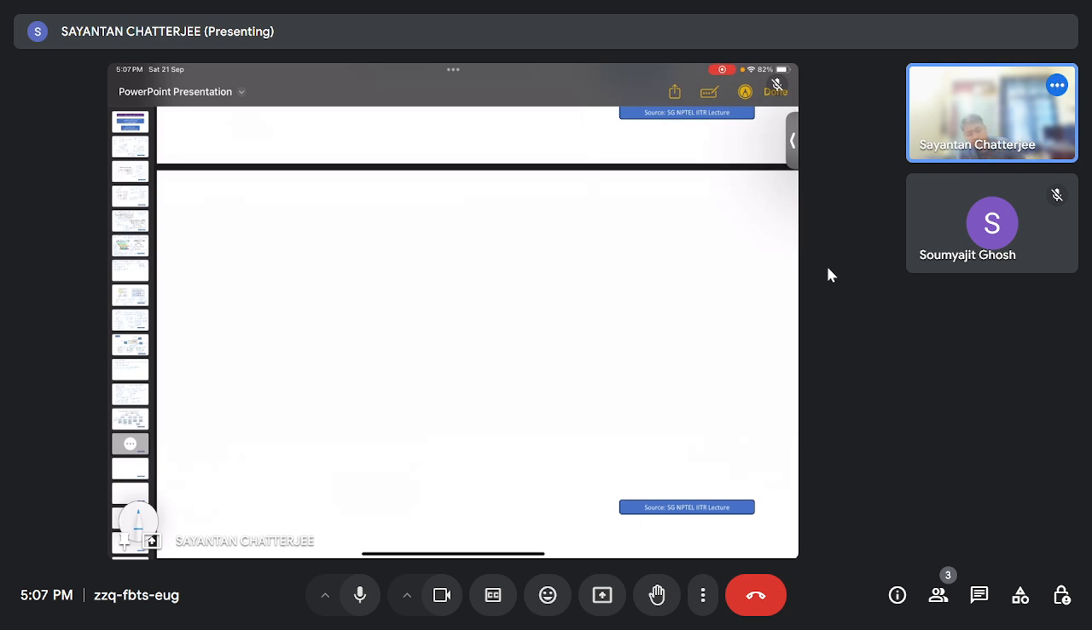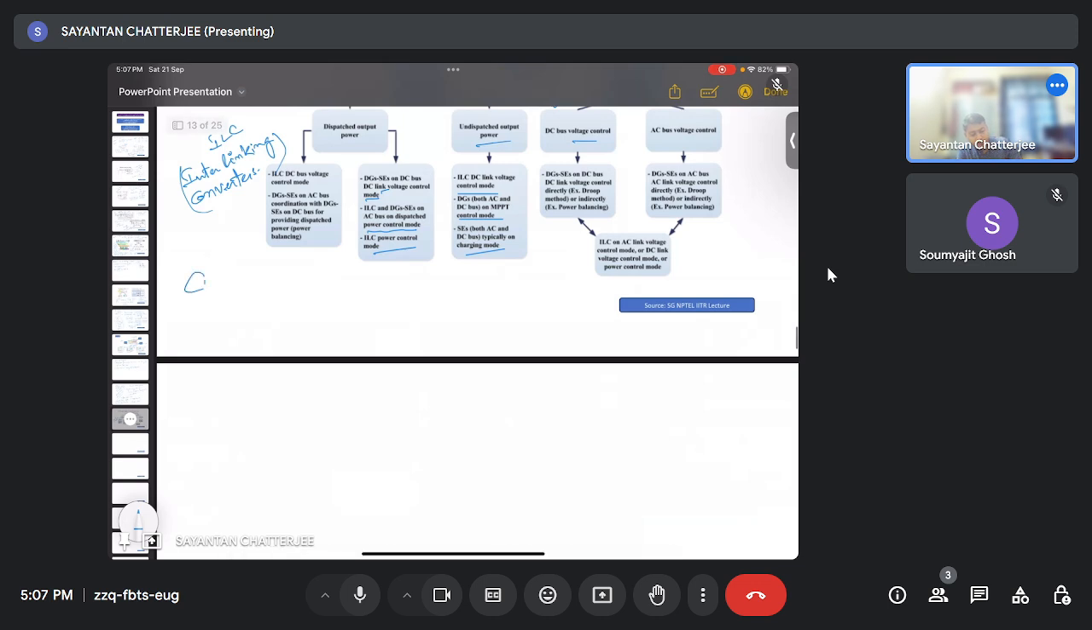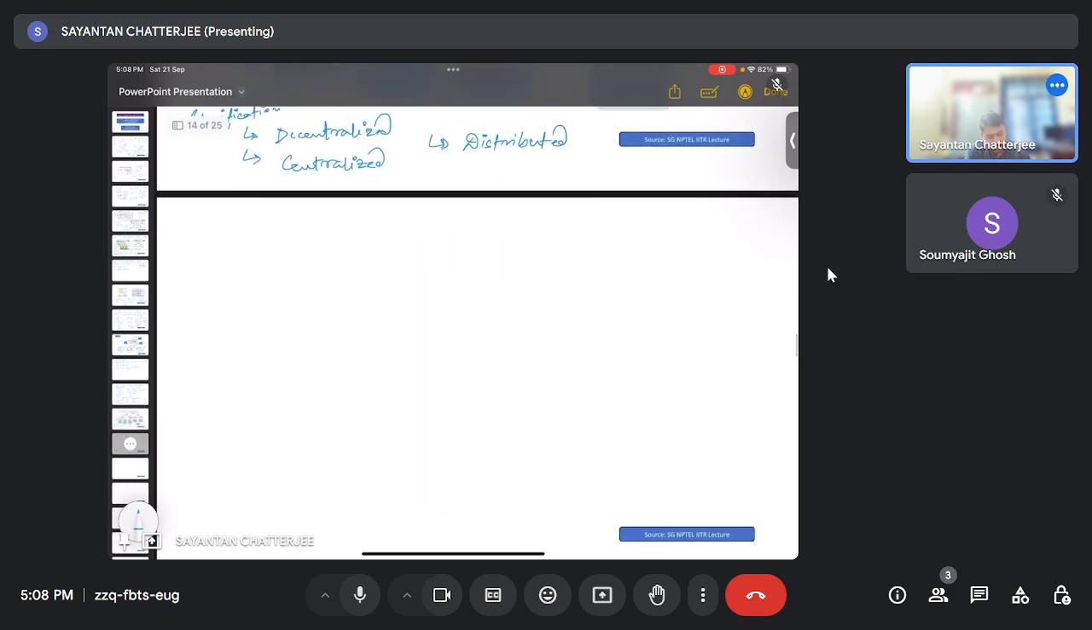So according to the classification, we have decentralized, centralized, we have distributed method. Now we will discuss one by one what these are.